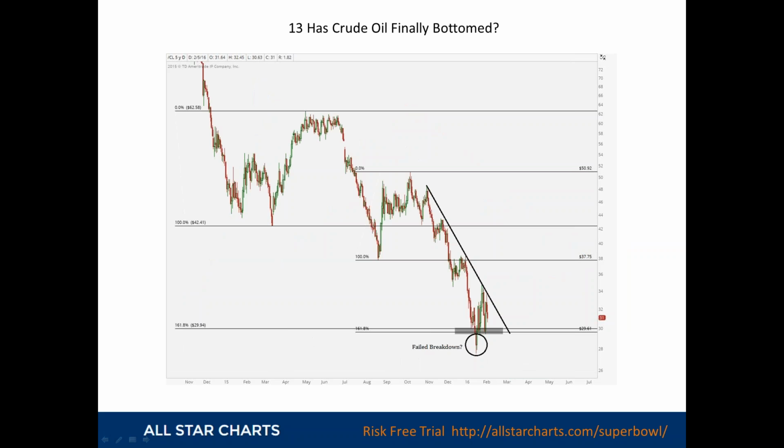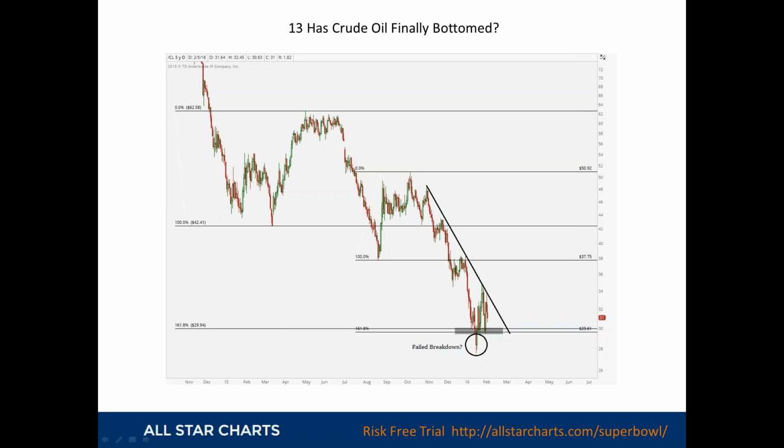And a question that I get asked a lot, guys, has crude oil finally bottomed? I don't know the answer to that, but I will tell you that this 29.60 area is a big one. When we talk about Fibonacci and we calculate Fibonacci extensions, when they cluster together, I think that you get more powerful signals and more powerful levels. So I think this 29.60 is a big one.